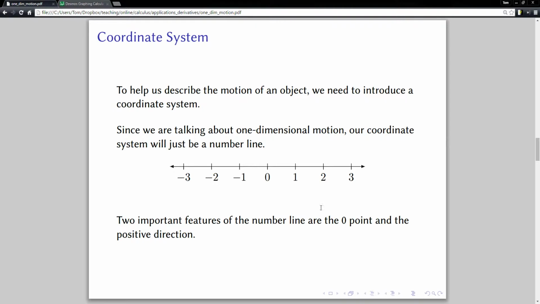And you might say, well, won't that affect the problem where I choose the 0 point and which way I choose to be positive?